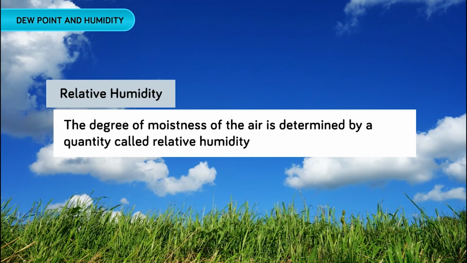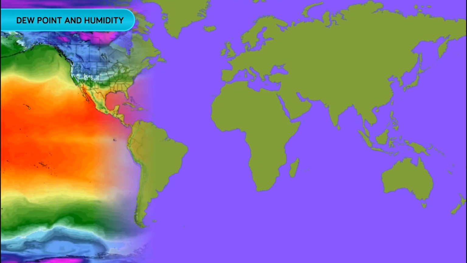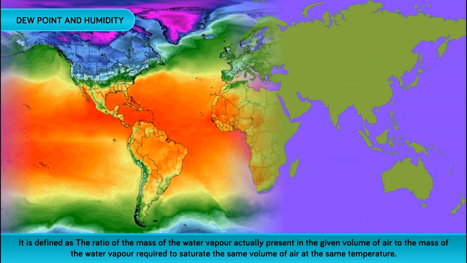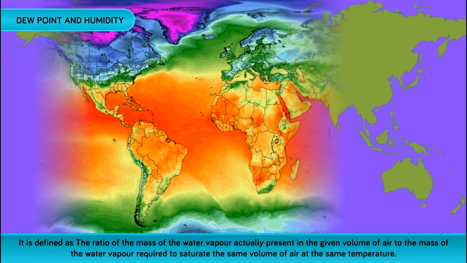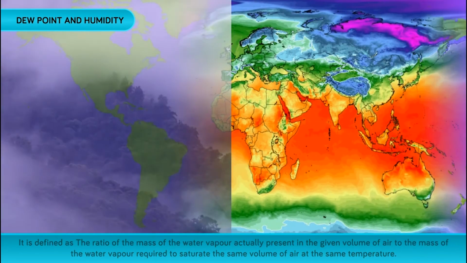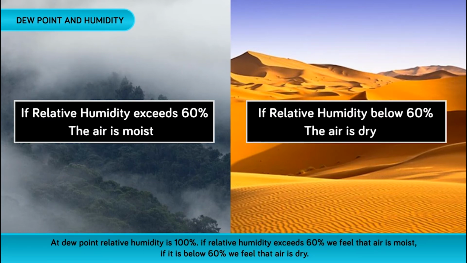Relative humidity. The degree of moistness of the air is determined by a quantity called relative humidity. It is defined as the ratio of the mass of the water vapor actually present in a given volume of air to the mass of the water vapor required to saturate the same volume of air at the same temperature. At dew point, relative humidity is 100%. If relative humidity exceeds 60%, we feel that the air is moist. If it is below 60%, we feel that the air is dry.